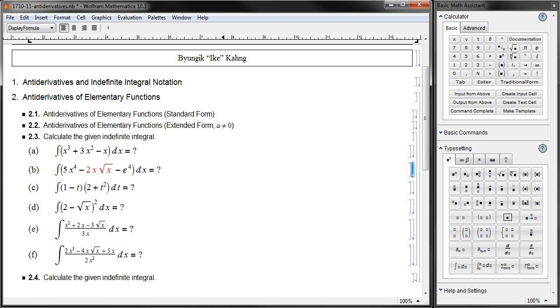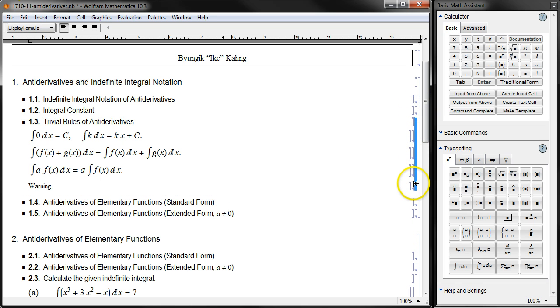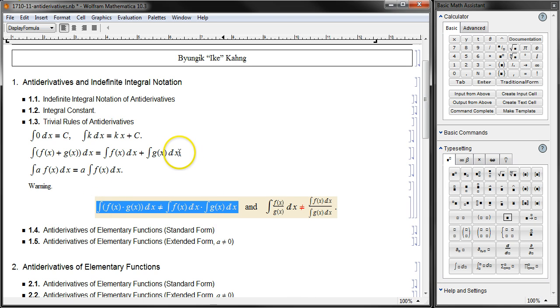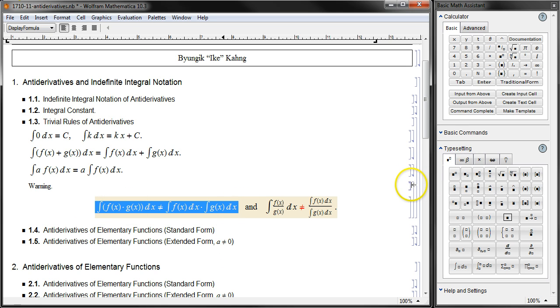Enough time for maybe 2 more problems. Okay, let's see. How about this one? The last thing you should do is to take the antiderivative of this and the antiderivative of that and multiply them together. It doesn't work like that. I think I already gave you a warning here. You can separate addition, yes, but the product, no, you can't do that.